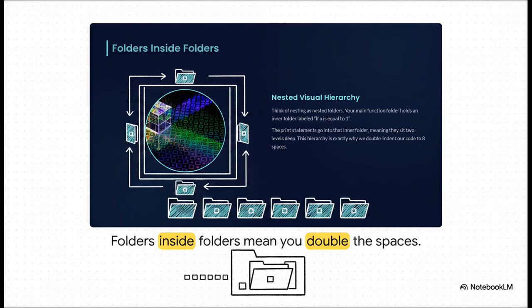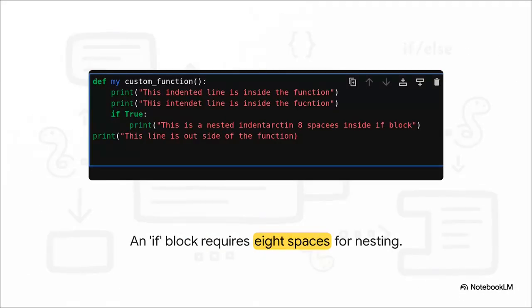That's the outer root folder. Inside it, you might have an if statement, and that is your inner folder. So any print statements that go into that inner if folder are sitting 2 levels deep, which means they require that double indentation of exactly 8 spaces total. And this brilliantly illustrates the literal code for that nested structure.